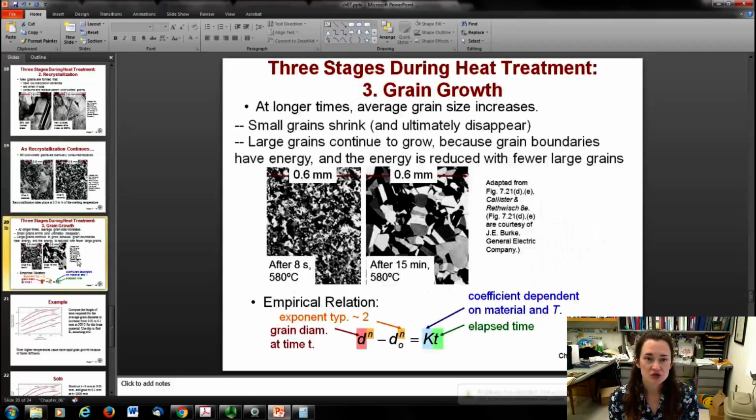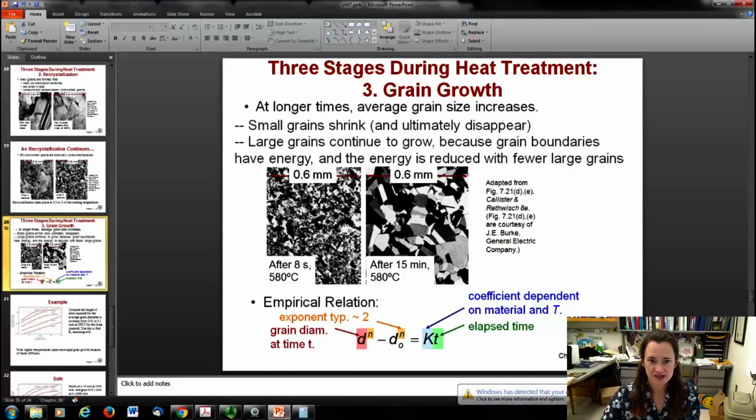Now, after those new grains form, you hold it at that temperature and let some time pass, and then the average grain size is going to increase. You're going to see the smaller grains shrink and ultimately disappear as they're consumed by those larger grains, because the grain boundaries have energy, and the energy is reduced with fewer large grains as opposed to a lot of smaller grains.